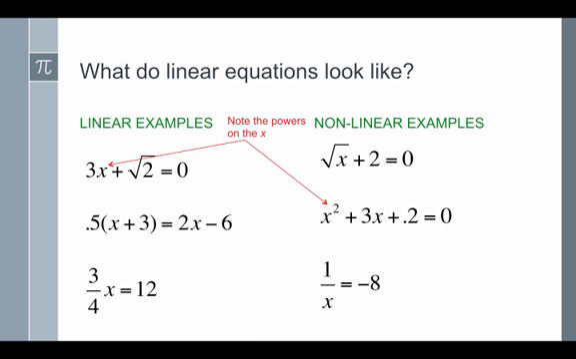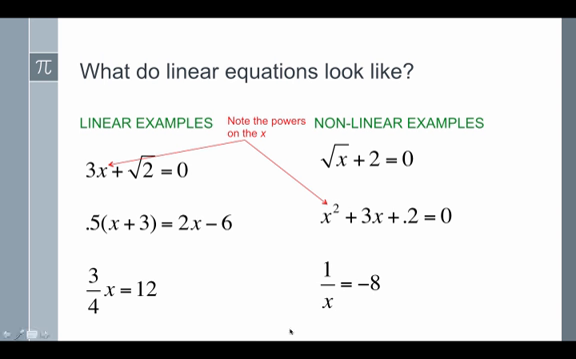Again, let's look at this first one. We see the square root of x plus 2. Again, that's the square root of x, not x to the first power, so we have to throw it away. What about this middle one? We see that the first term is x squared. Well, since it's x squared and not x to the first power, we have to throw it away.